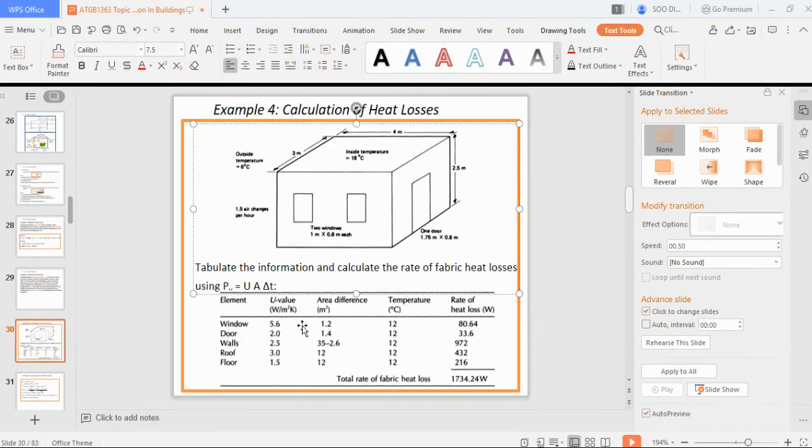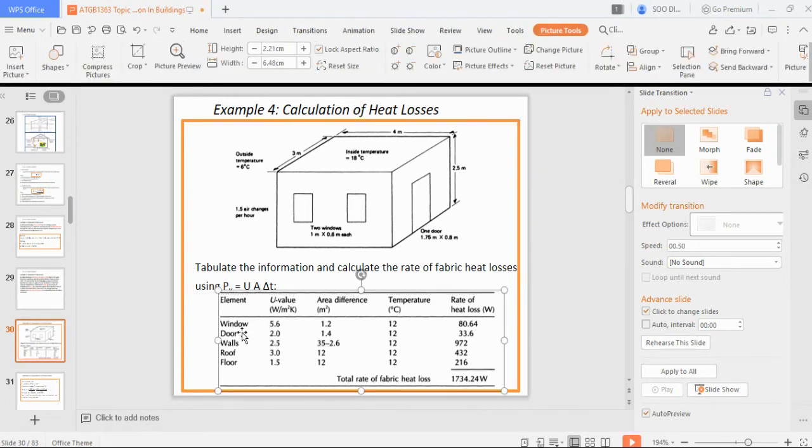Okay, so first off, you need to find your total fabric heat loss. So you're given the U value from the question for 5 components of your building here, and you're also given the area. So for that, to find out the rate of heat loss, you just use this formula. You multiply your U value with your area and your temperature difference. So you multiply these three variables, and you get your rate of heat loss for each component: window, door, walls, roof, and floor. So sum them up together, you get your total rate of fabric heat loss.